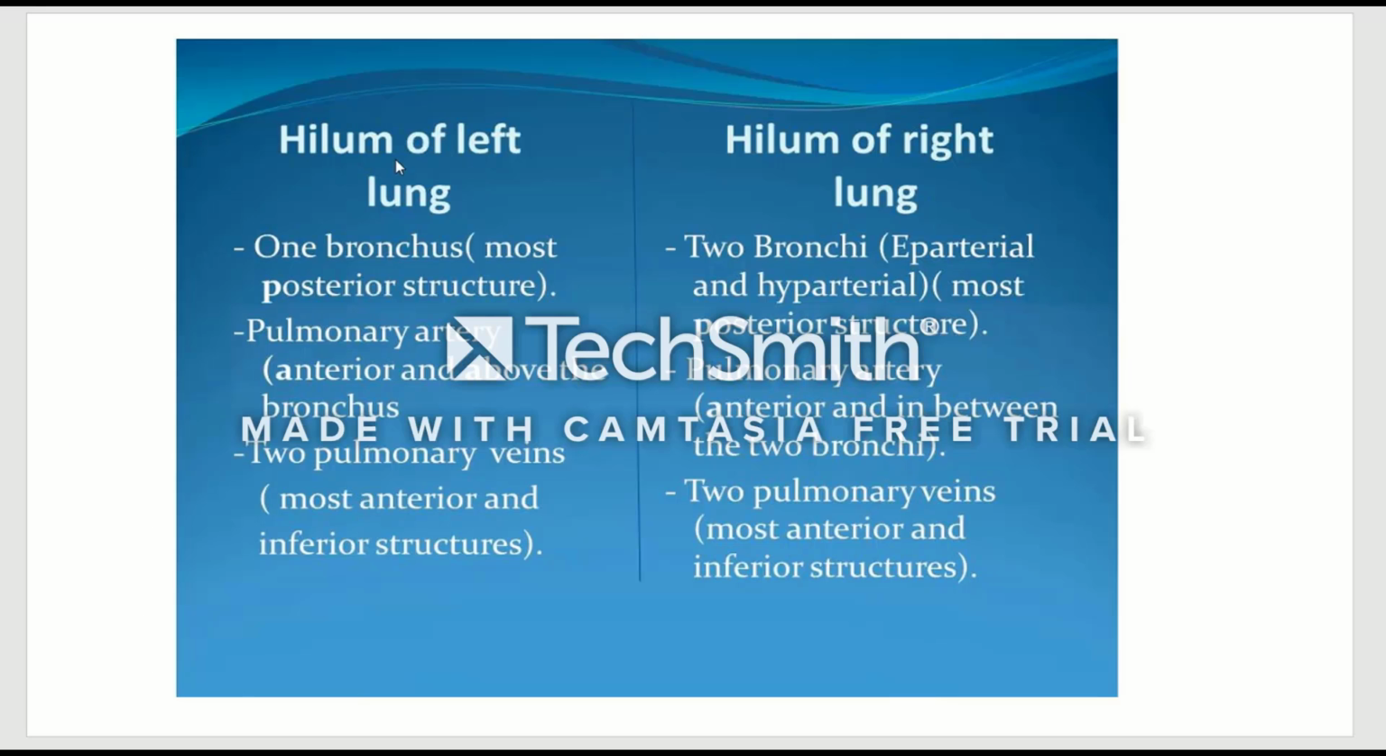Then আমরা দেখব hilum of the left lung and hilum of the right lung এ কি কি থাকে. Hilum of the left lung এ থাকে 1 bronchus, pulmonary artery, 2 pulmonary veins. And hilum of right lung এর ক্ষেত্রে থাকে 2 bronchi, pulmonary artery and 2 pulmonary veins.